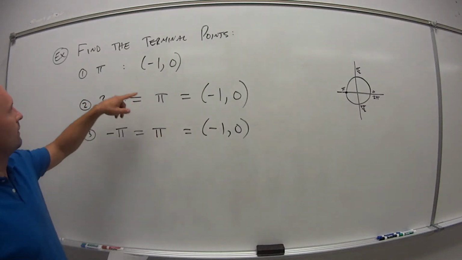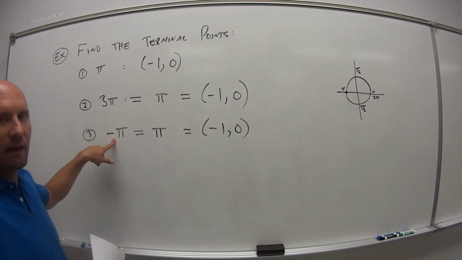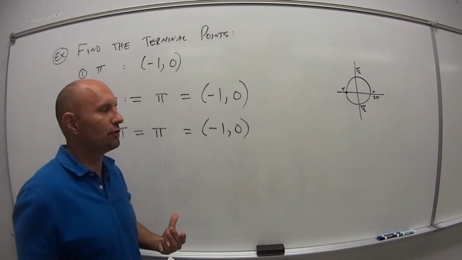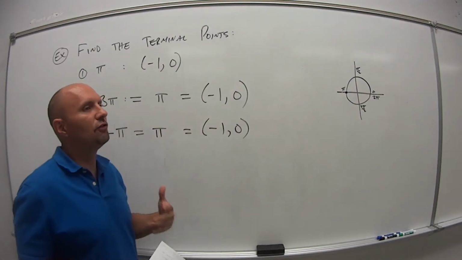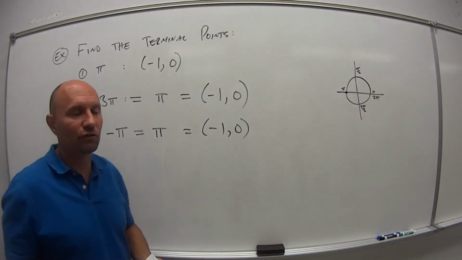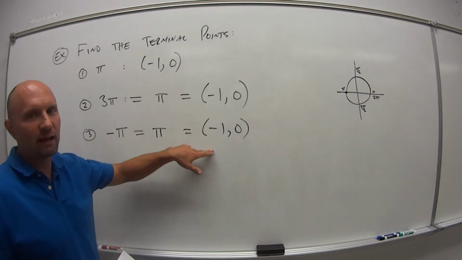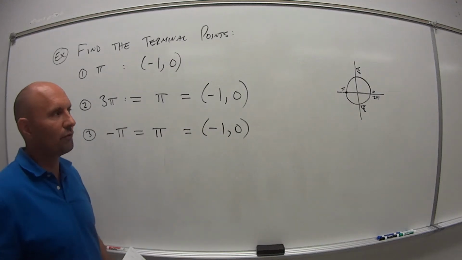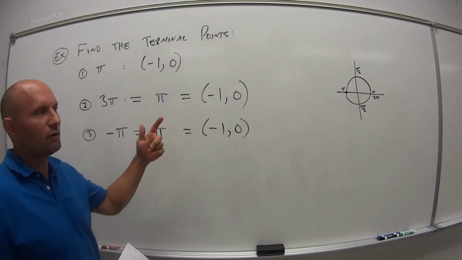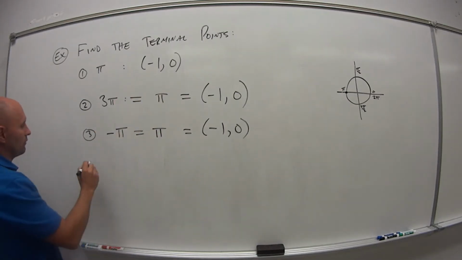So what happened here? Pi, 3 pi, negative pi, they all have the same values for their terminal point, which is -1, 0. So we can describe points on the unit circle in a variety of ways, but it still gives us the same terminal points. And that's important. We're going to deal with that a lot throughout the semester. Depending which way you're moving around the unit circle, it could still give you the same value as other measurements.